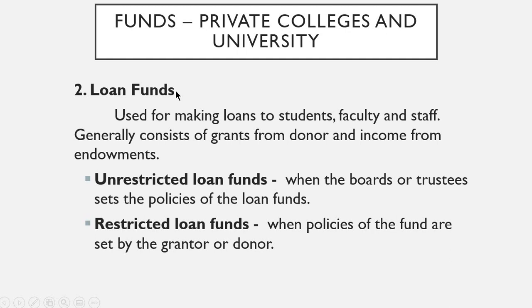So, the next type of fund of a private college or university is a loan fund. It is used for making loans to students, faculty, and staff. Generally, it consists of grants from donors and income from endowment. So, may mga income tayo sa endowments na sasabihin ng donor na yung income na yun would be set aside for loans to students or faculty and staff.